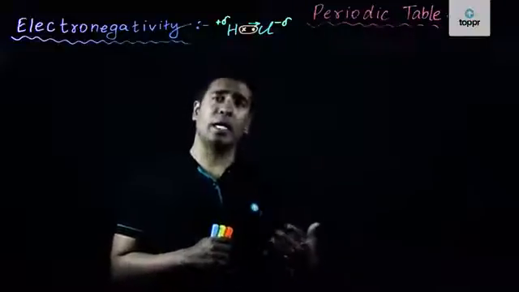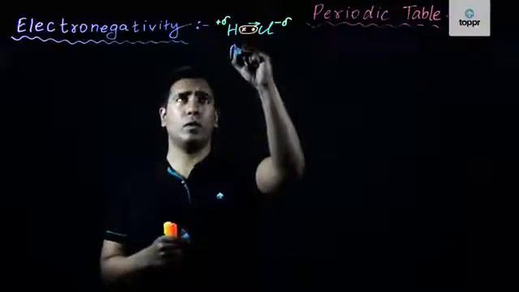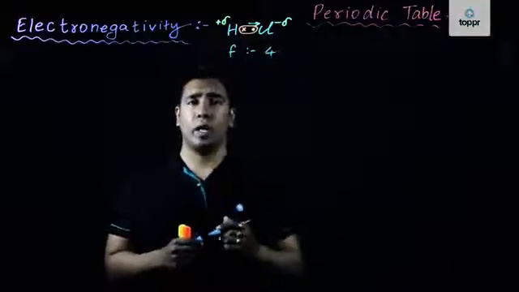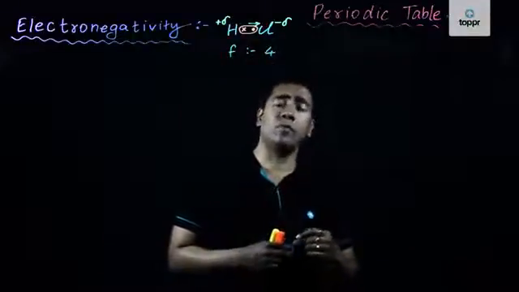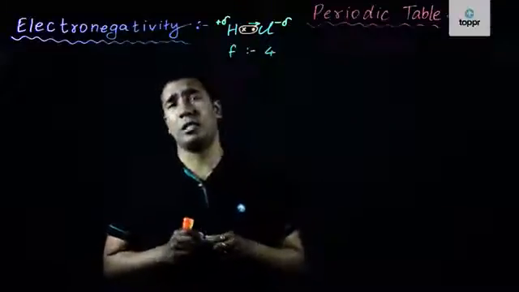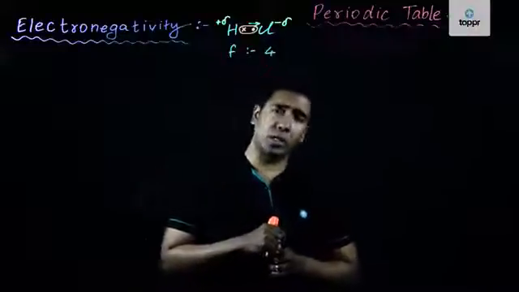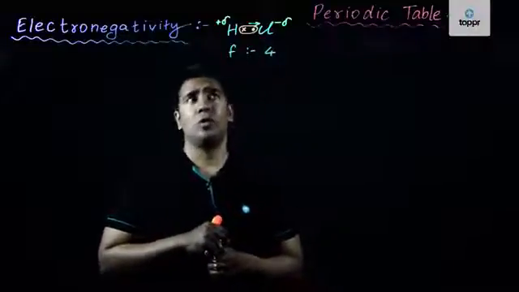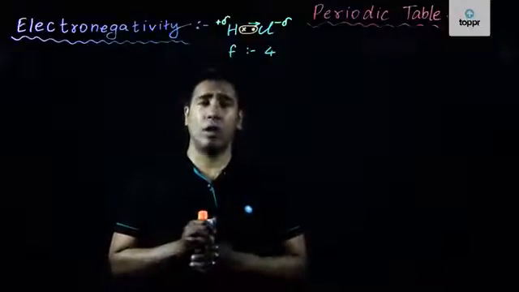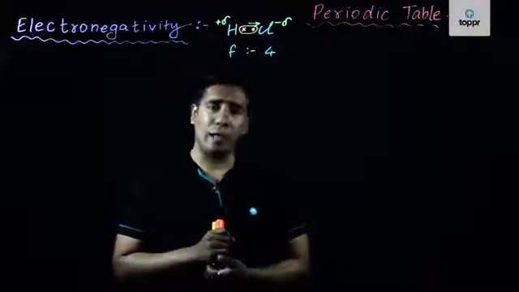What Pauling has done is that he considered the electronegativity of the fluorine atom as equal to 4, because fluorine is the most electronegative element in the entire periodic table, my dear friends. This is one thing which you need to remember. The second highest electronegativity is that of oxygen, having electronegativity 3.5. So, because fluorine has the highest electronegativity in the periodic table, he had arbitrarily given it a value of 4.